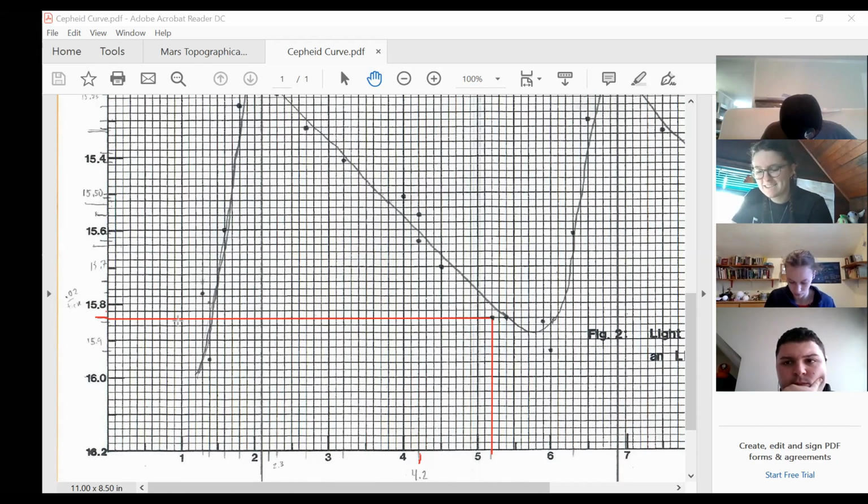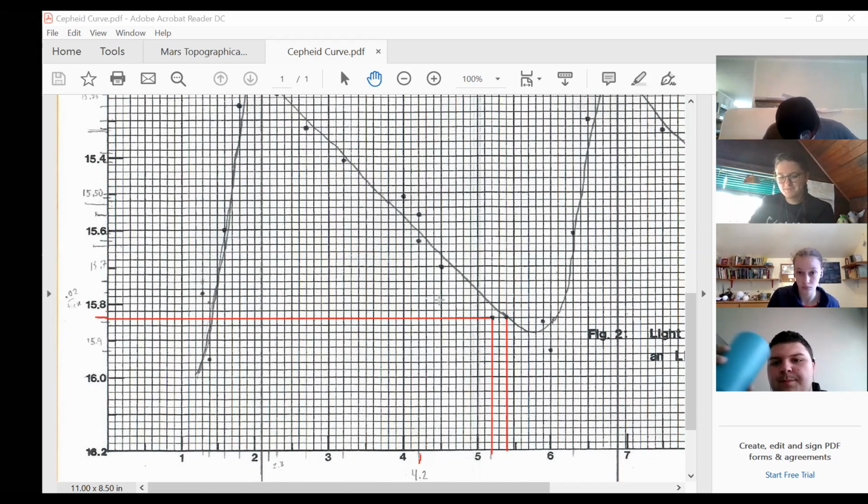The next one is 5.38. But I said the hell with 5.38. I'm going to make it 5.4, which was here. So there was 5.4, and that was at the same height of 15.84. Do you see those two there? Yeah. That's where it starts to turn around. And then you kind of keep going like that.